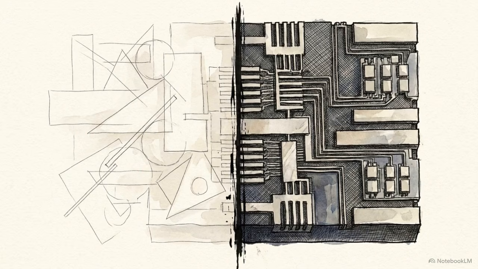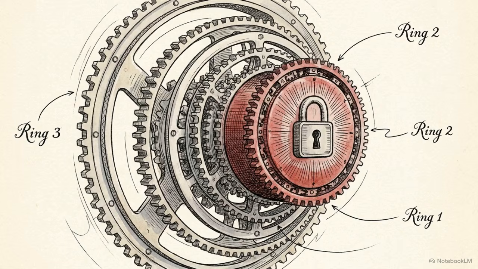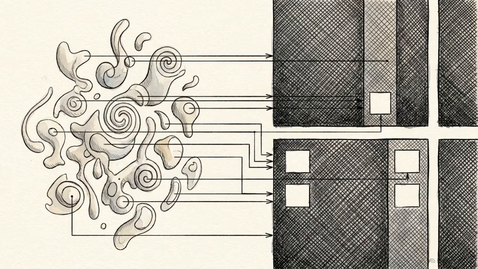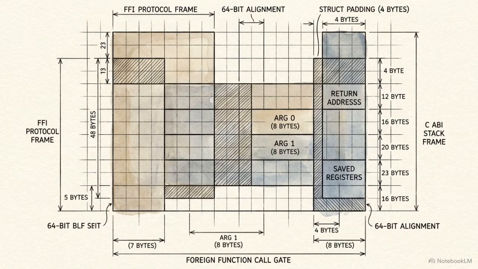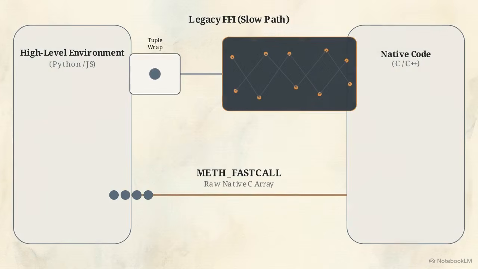User mode applications cannot directly access physical hardware. When code needs to write to a file or a network socket, it must trigger a synchronous hardware exception to escalate execution to ring 0, where the operating system kernel handles the system call. Bridging the virtual machine to these low-level C functions requires the Foreign Function Interface, or FFI, which defines the strict calling conventions for passing data across the gap. CPython uses METH_FASTCALL, passing a raw native C array of pointers to avoid temporary heap allocations entirely.